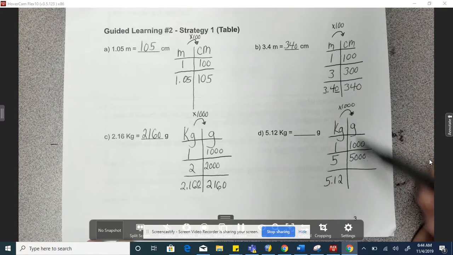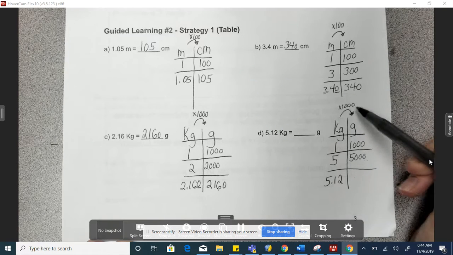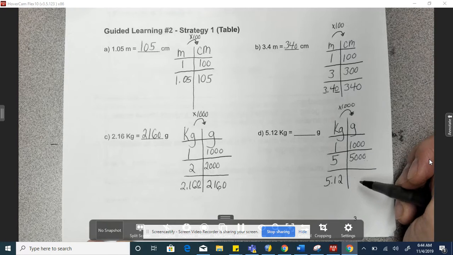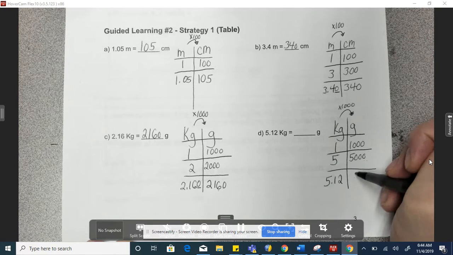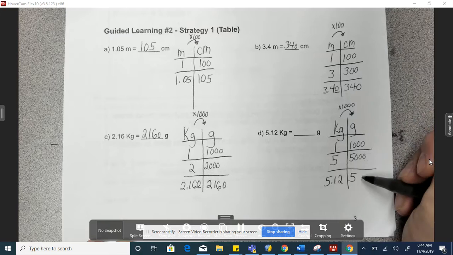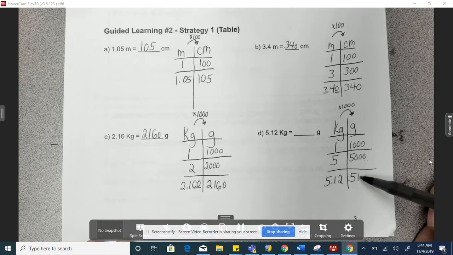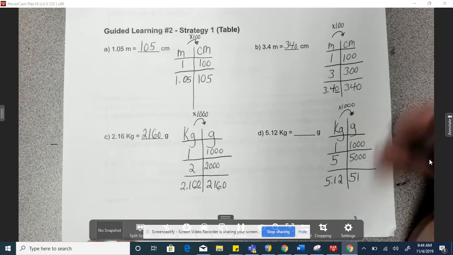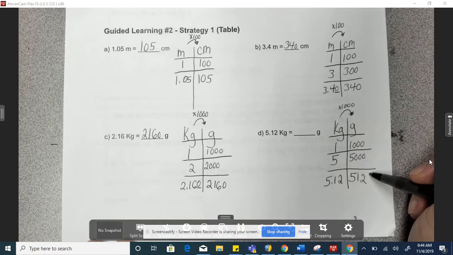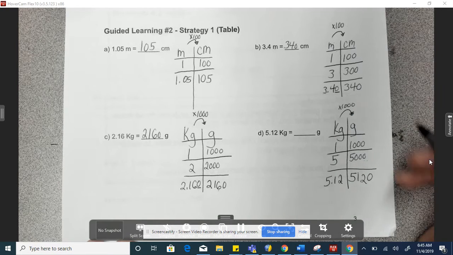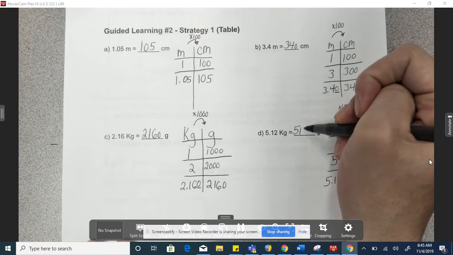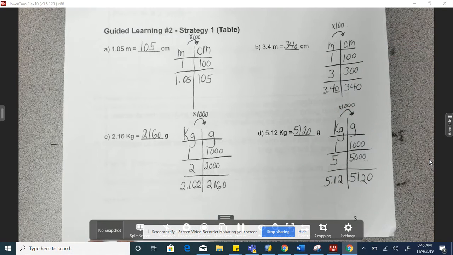5 12/100 times 1,000, I'm multiplying by 1,000. So each digit moves to the left 3 places. 5 goes to the thousands place. The 1 goes to the hundreds. I keep messing up this morning. 2 goes to the tens. And that puts a 0 in the ones place. So our answer is 5,120.